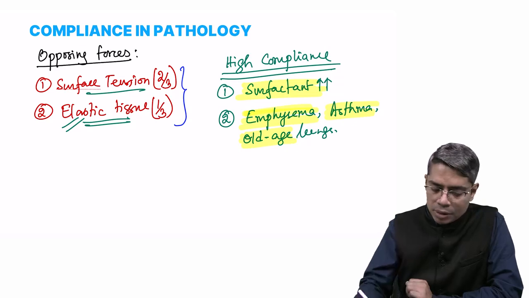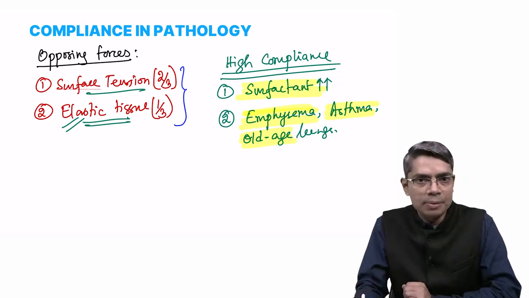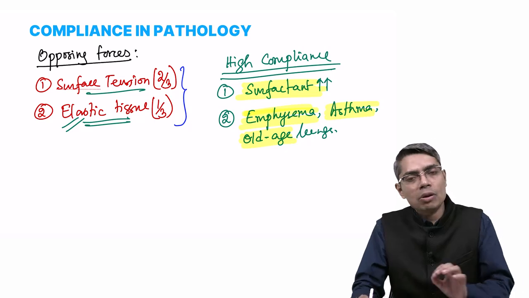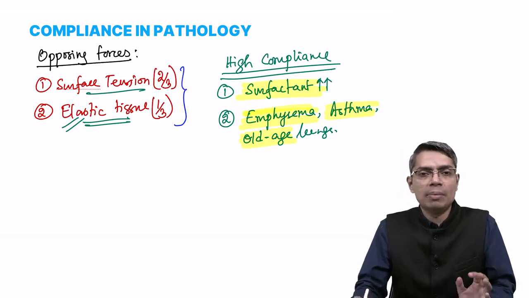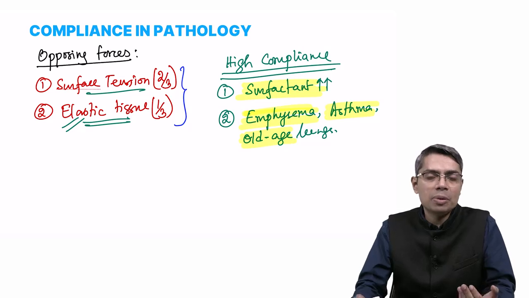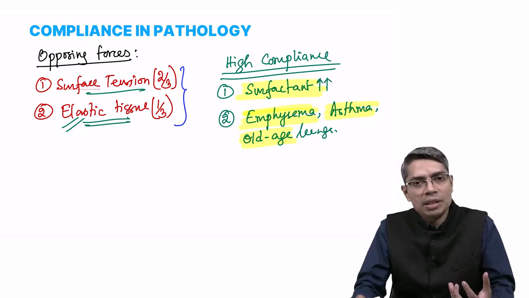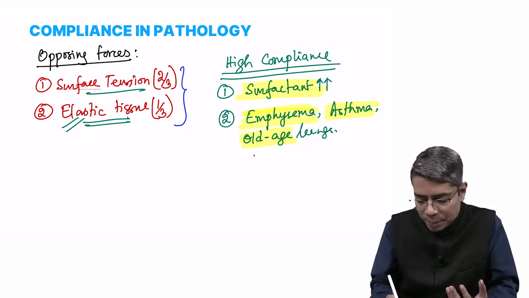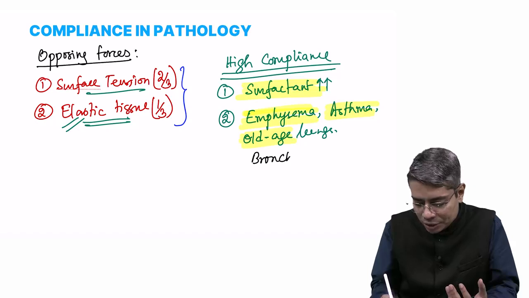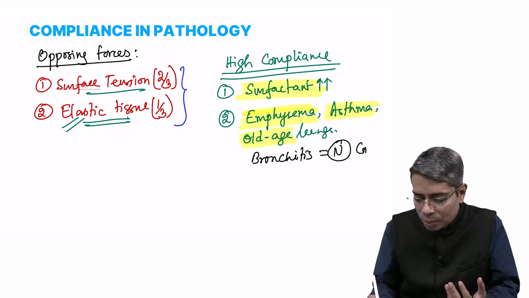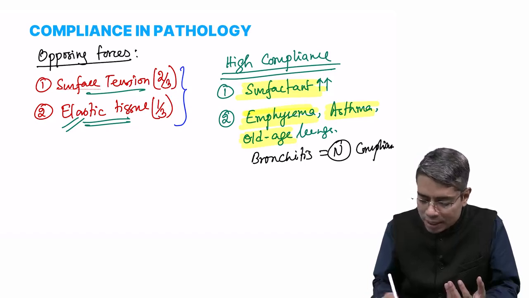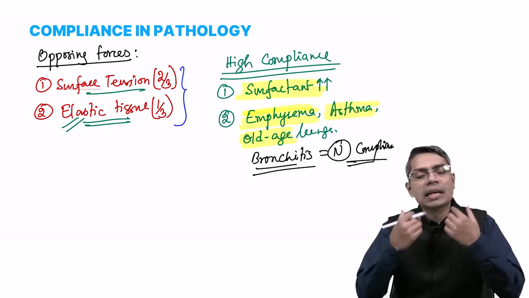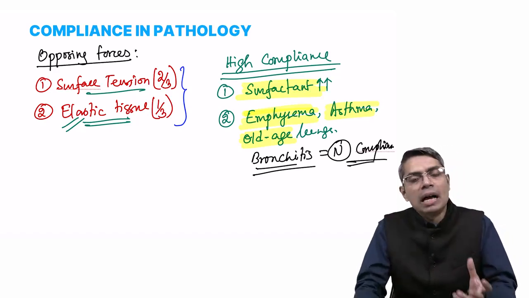Now whenever I am using the word emphysema, be a little careful. Emphysema means not all the COPD patients will have high compliance. So use the term COPD. Under the COPD patient, the chronic bronchitis is also there. But please remember that bronchitis patient will have normal compliance because bronchitis is dominantly affecting the airways region, not that of the alveolar region.